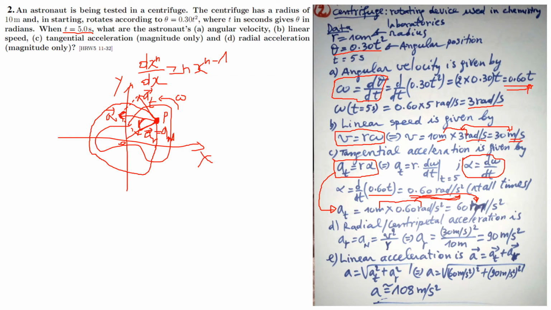Then this radial acceleration is equal to the square of linear speed divided by the radius. The linear speed is calculated to be 30 meters per second, and the radius is given to be 10 meters. Then you take 30 meters per second squared divided by 10 meters. This is equal to 900 divided by 10, which is equal to 90 meters per second squared.